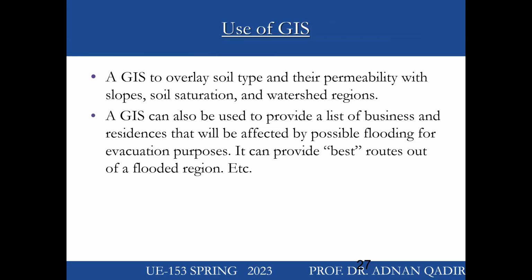Then there are other very common terminologies, where we have professionals. We need these professionals nowadays, and this was developed at the start of the 2000s. GIS can overlay soil types and their cumulative slopes. GIS can also provide a list of businesses and infrastructure that will be affected by possible flooding. It can provide the best routes out of a flooded region, etc.